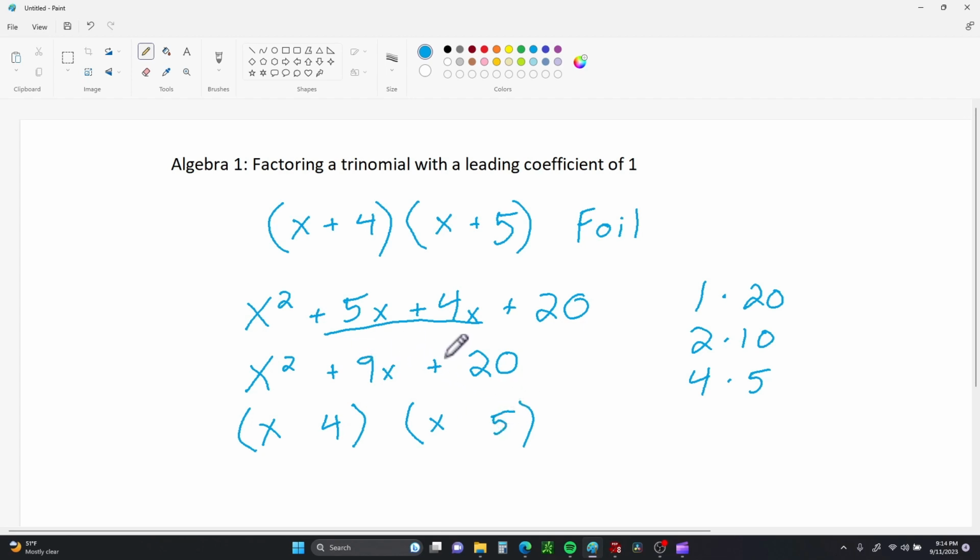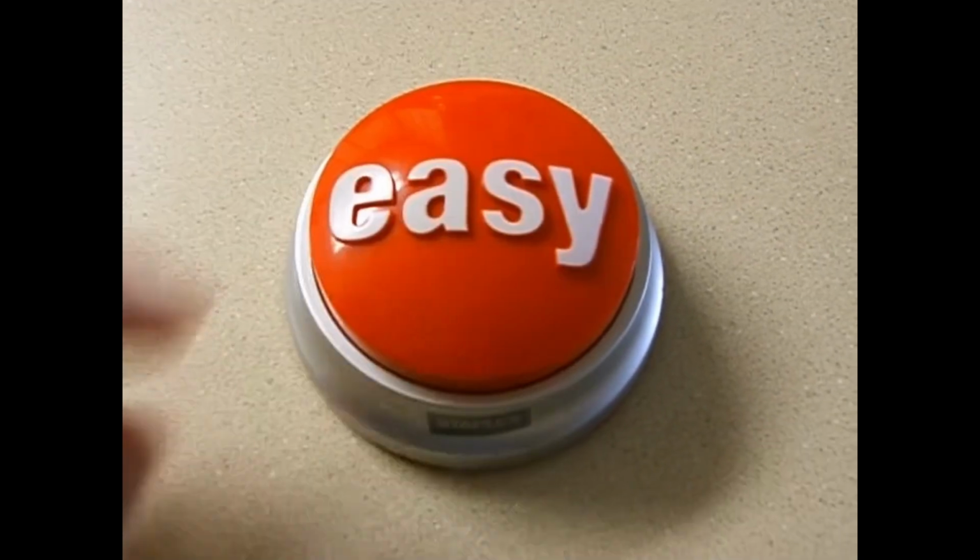Now, since the signs have to be the same, because if I multiplied the last terms together, the 4 times the 5, if the signs were different, then I would have a negative here, but they're not. So this tells me that the signs of these two numbers are the same. And this plus over here tells me that I added together, since the signs are the same and I have a positive, that these must both be positive. And that's it. That was easy.